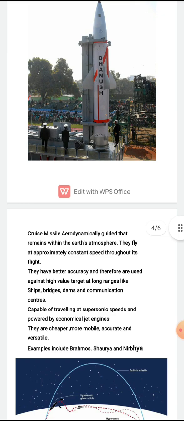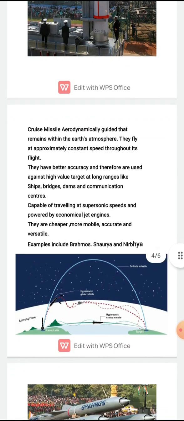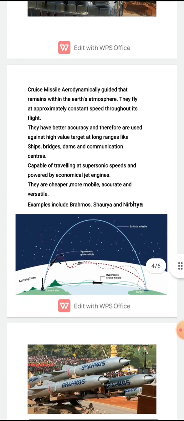Cruise missile is aerodynamically guided and remains within the Earth's atmosphere. It flies at approximately constant speed throughout its flight. Gentlemen, again I have attached this picture just below it. In the red dotted path, you can see the path of the cruise missile, and above it the blue path is of the ballistic missile. Now, of the cruise missile.